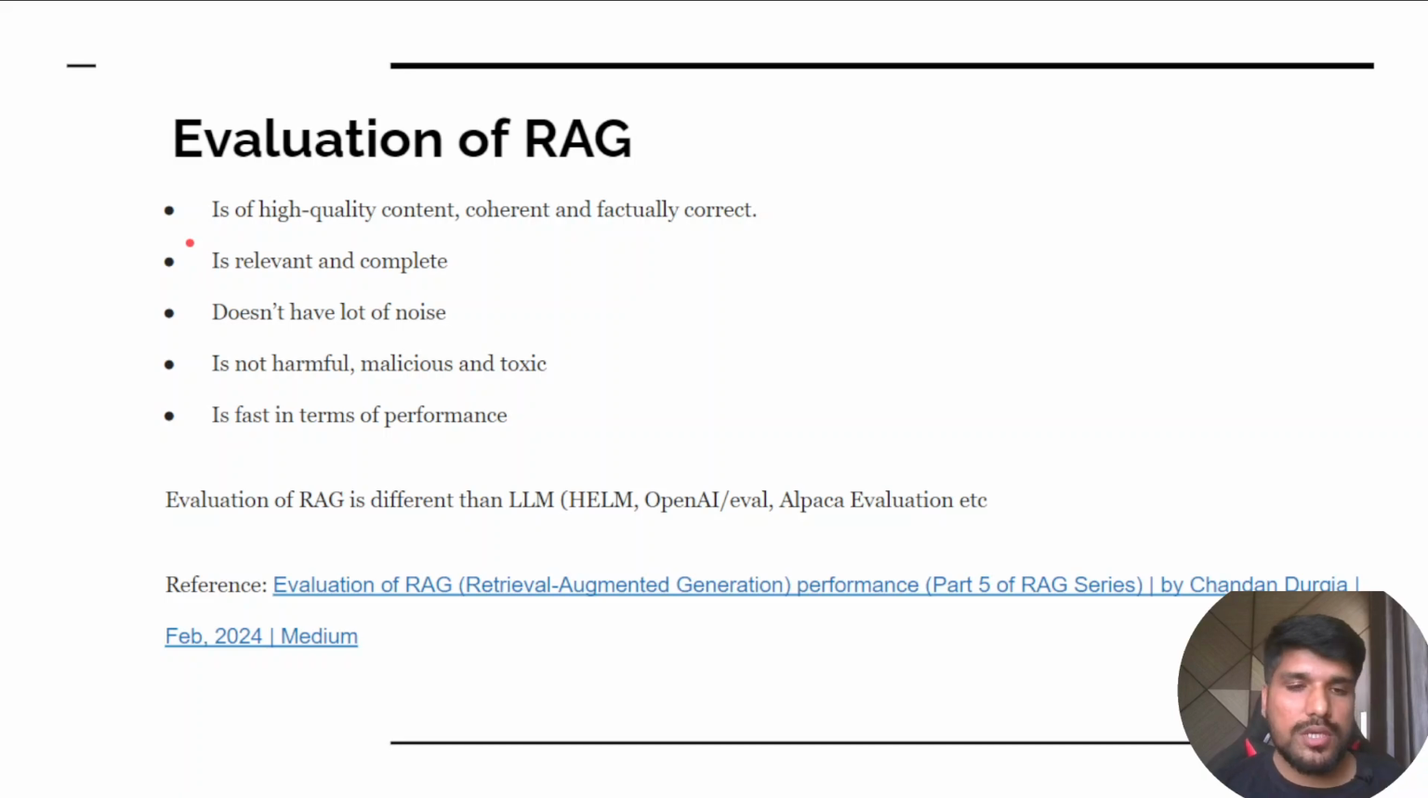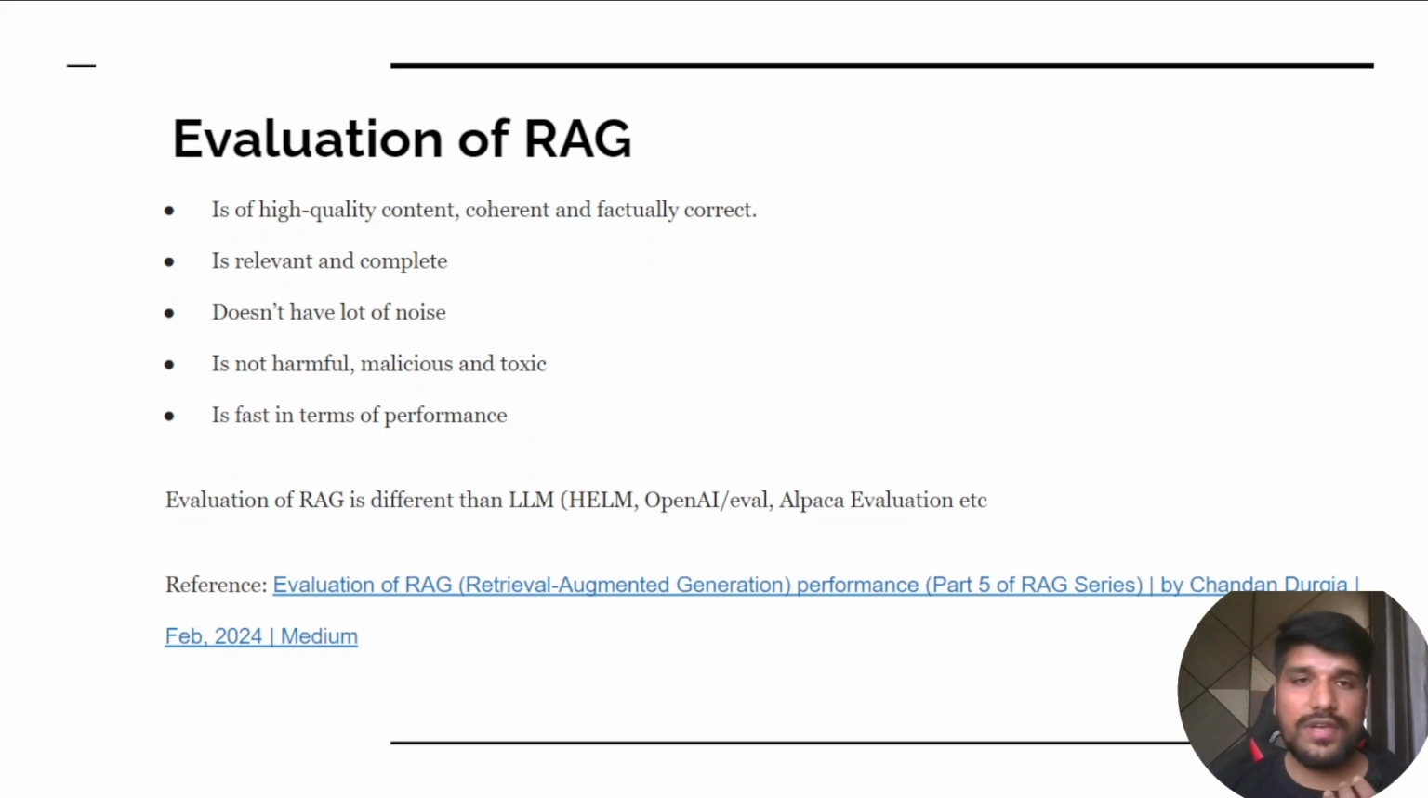Now the most important point: how can we do the evaluation of the RAG? When we evaluate the RAG, we first have to check whether the content is high quality, whether it is coherent, and whether it is factually correct. Also, is the generated response relevant and complete? Relevancy is definitely important, but we also check whether it is complete or not.